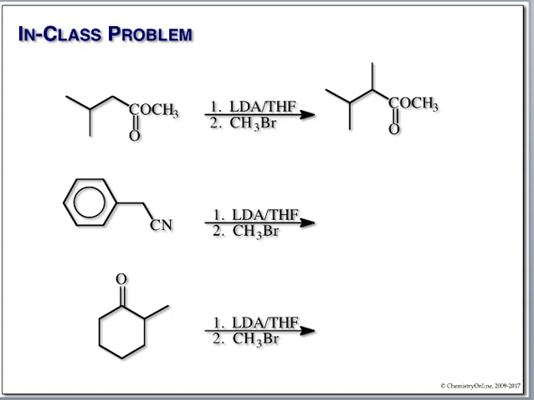And our second one, the carbon adjacent to the nitrile is the one that's acidic. The carbanion will be at this carbon. It will attack bromomethane, and we will make the methylated product.